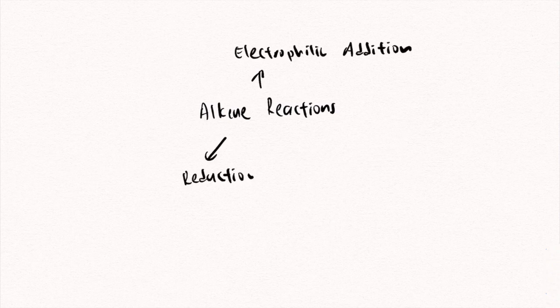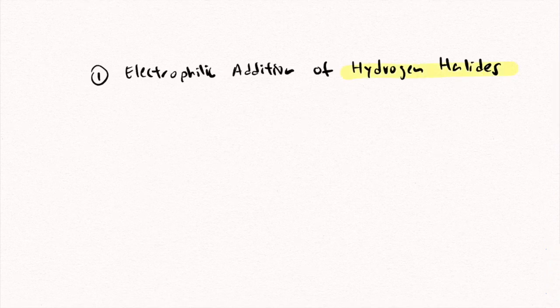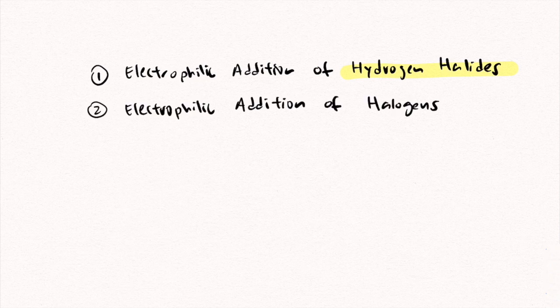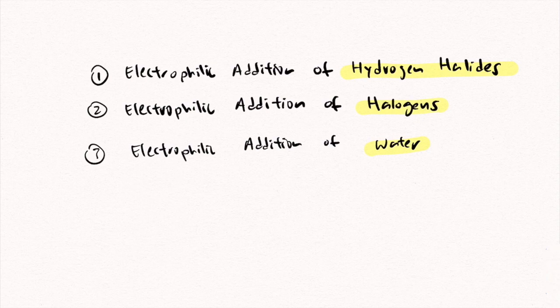There are three main types of reaction involving alkenes that we will need to know for the A levels: electrophilic addition, reduction, and oxidation. In this video, I will be going through the various electrophilic addition reactions. For electrophilic addition, there are four main reactions that we are expected to know in the syllabus: electrophilic addition of hydrogen halides, electrophilic addition of halogens, electrophilic addition of water, and finally, electrophilic addition of steam.